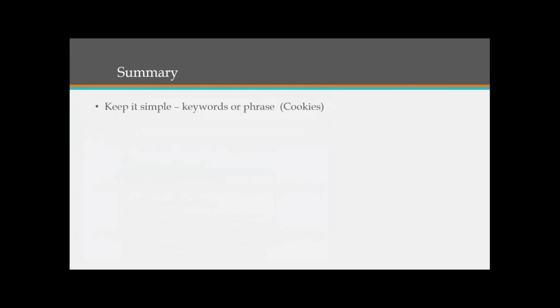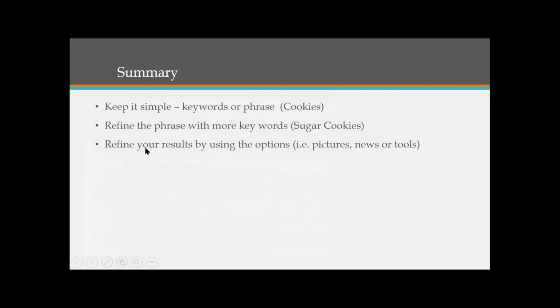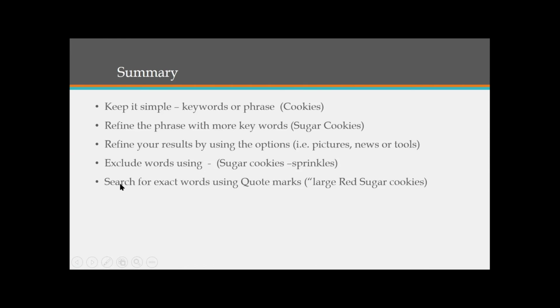So in summary, keep it simple, keywords or phrases, right? Refine your search by using specific words in quotations, right? You can refine it more by saying, I only want pictures or news. And you can exclude words by using a minus sign. I want sugar cookies minus sprinkles. Search for extra words. I want large red sugar cookies, and I should have a quote mark at the end there. Okay?